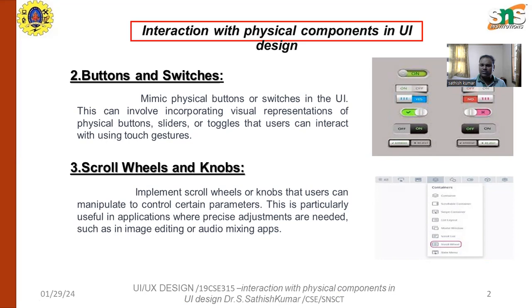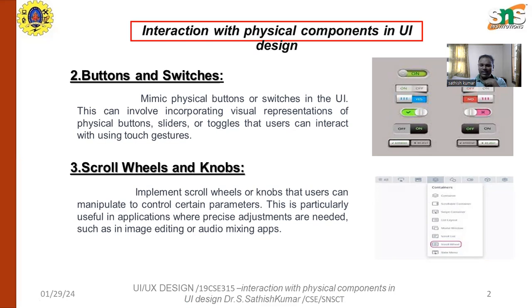Next one is buttons and switches. So on this left side, we have an on button, an on off button, a yes or no button, and an on or off button. These are some of the buttons we have used for the switches in the user interface. They involve incorporating visual representations of physical buttons, sliders, and toggles that users can interact with using touch gestures. So these are the buttons and switches.